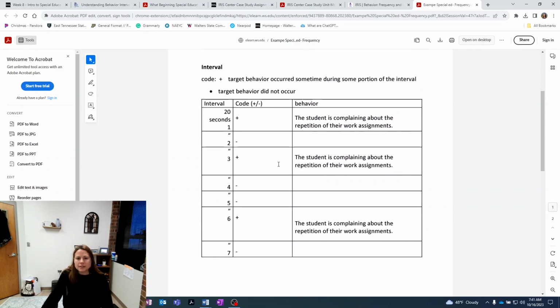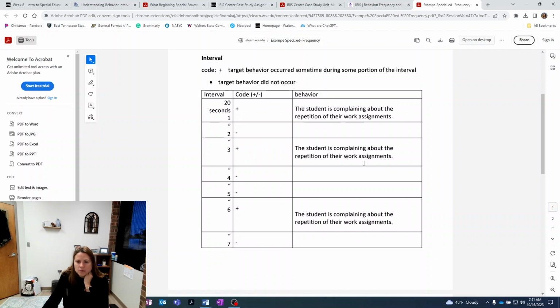Down here, I want you to see how I coded it. We're looking at partial intervals every 20 seconds. Remember, on this you don't have to write 20 seconds. That's why I put quotations. So, interval recording. The behavior occurred. What was the student doing? The student is complaining about the repetition of the work assignments. Okay. The second 20 seconds, they didn't do it. The third, they did. The student's complaining about the repetition of the work assignments.